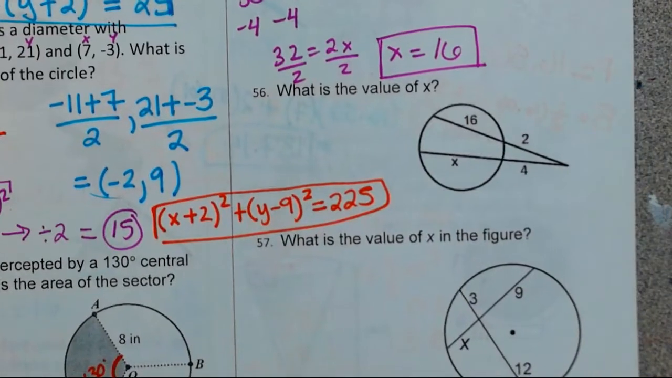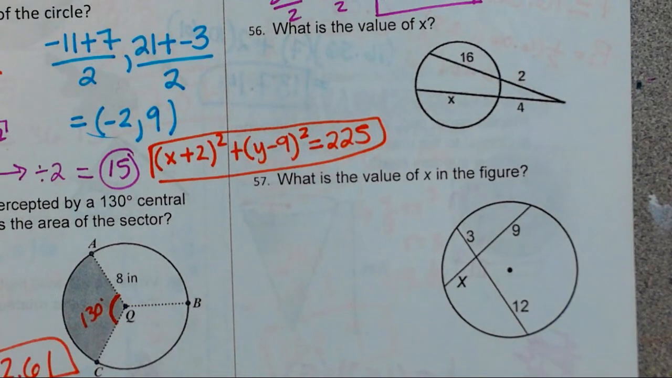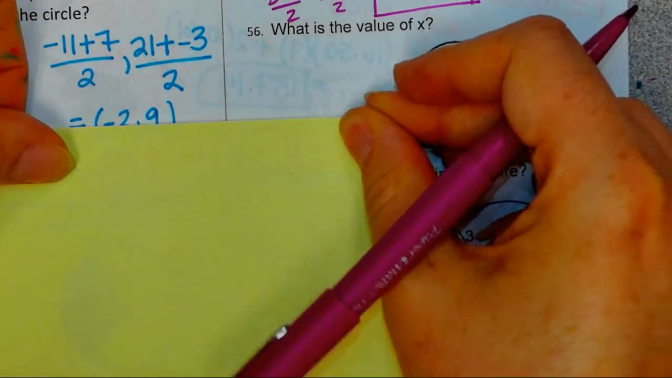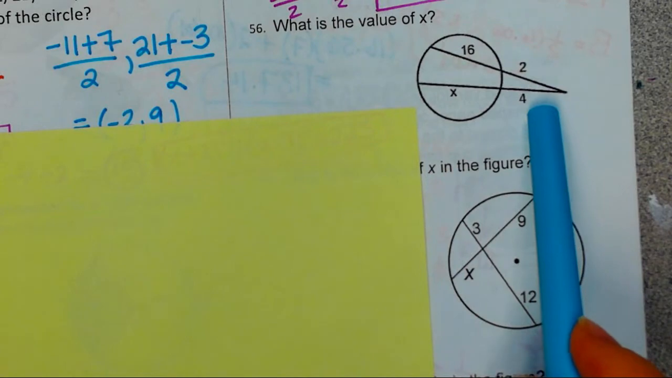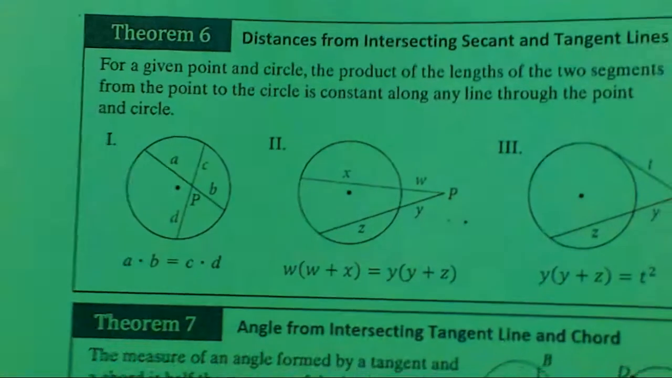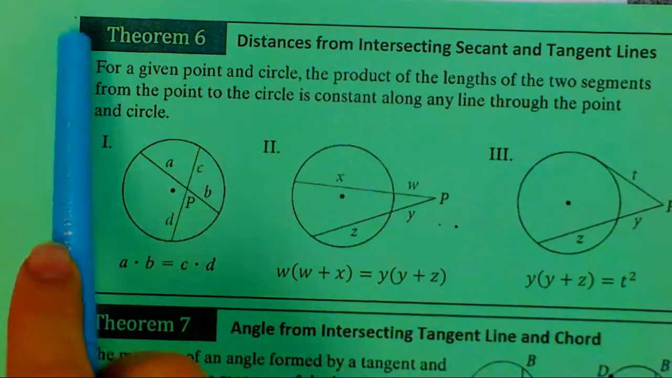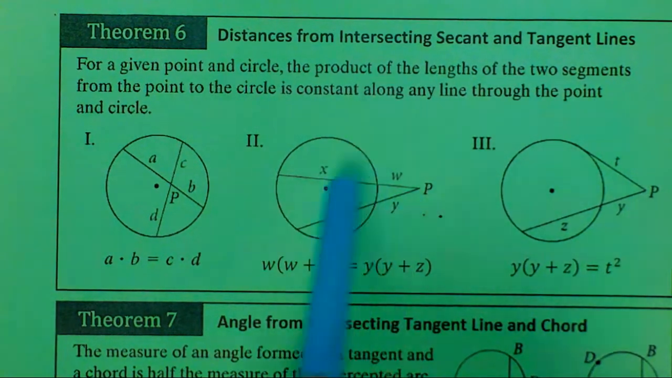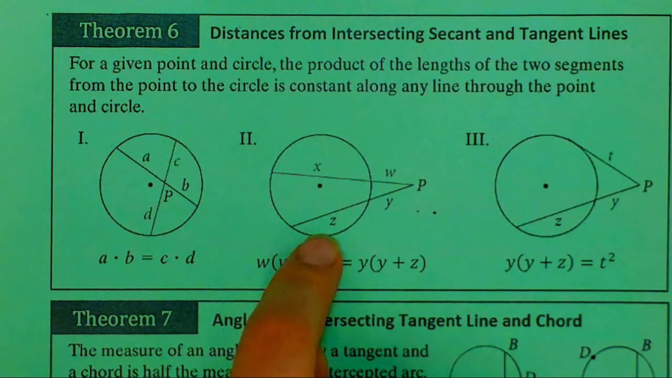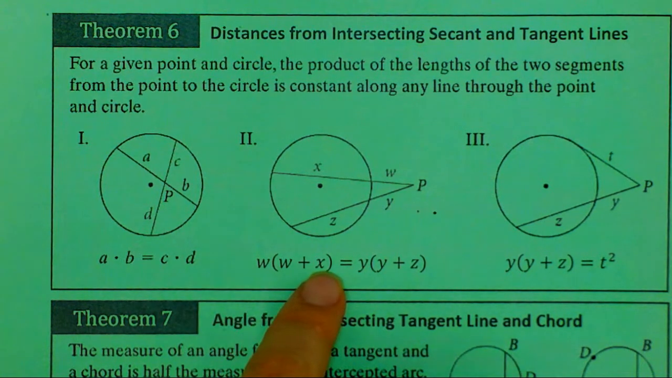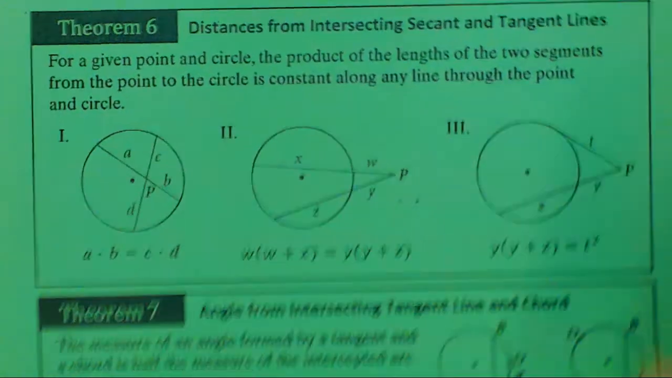For this one, I'm running out of room, so I'm going to do a little bit more on this paper. This is similar, but a little bit different because it's 2 secants this time. It's the same theorem, but it's part 2. It's the one that has 2 secants, where you've got w, x, y, and z. So w times w plus x equals y times y plus z.